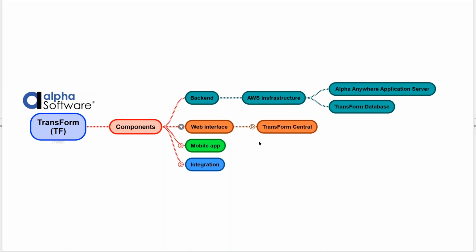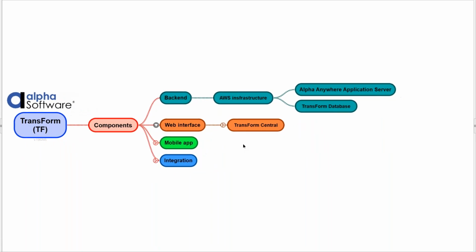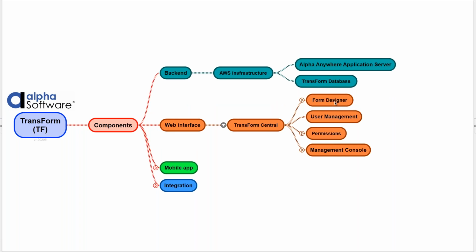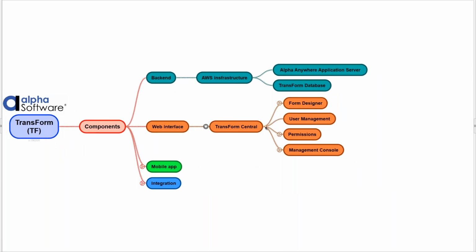We have a web interface, which you may be familiar with, which is the TransForm Central environment. And this is the environment where we build out the various forms or applications in a more generic term that people will use in their mobile app when using the application in the field. So we do basic things like create forms, which we call form types. These are the templates. These are the individual forms that people may need to fill in the field.